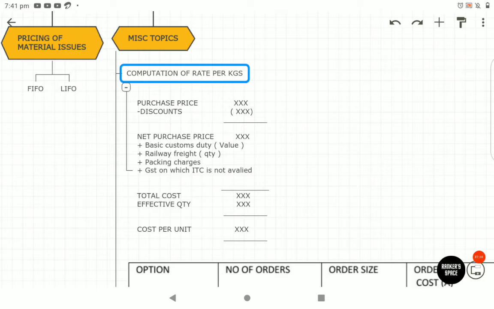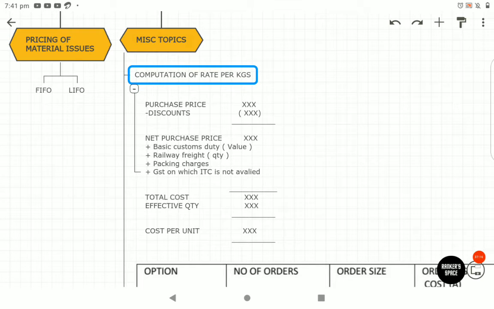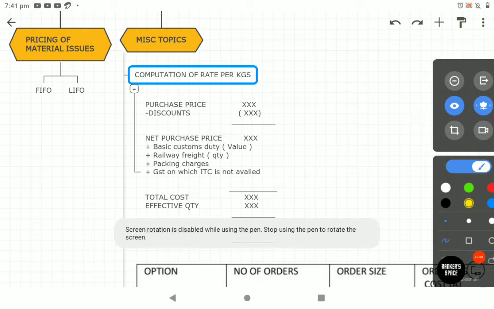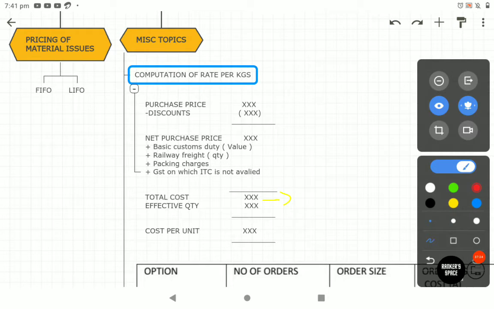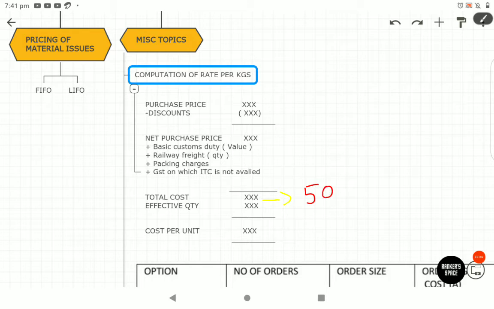Then after adding all of this, you will get the total cost. Then they will give you in the question the effective quantity. Say for example, how they calculate this, I'll give you an example. Say the total cost is 5000 rupees.